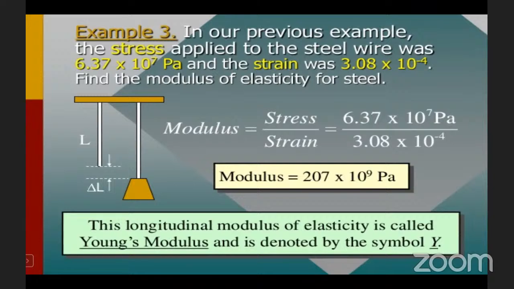See here, another important point. This longitudinal modulus of elasticity is called Young's modulus and is denoted by the symbol Y. What is the Young modulus? The longitudinal modulus of elasticity is called Young's modulus. So what is the longitudinal modulus? Longitudinal stress by longitudinal strain is called Young modulus, denoted by the symbol Y.